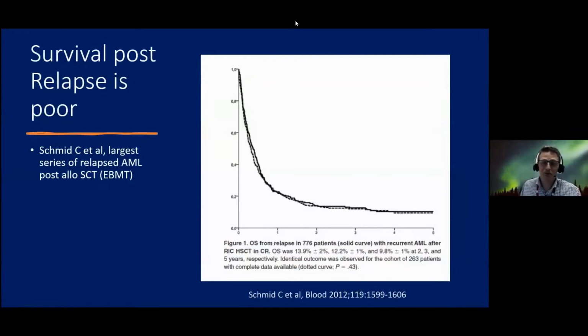And as many will know, the survival post-relapse universally is poor. So these are curves and data from one of the largest series published looking at relapse post-allograft, an EBMT series, now a bit dated from about a decade ago, which shows that overall survival is well under 20% for all those who relapse post-transplant, getting down to levels of less than 10% with more prolonged follow-up of 5 years.